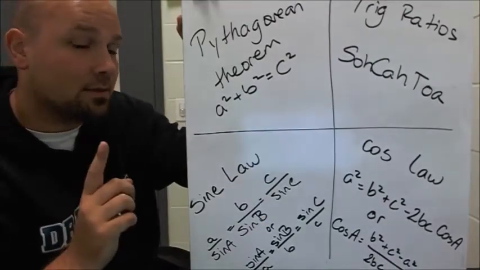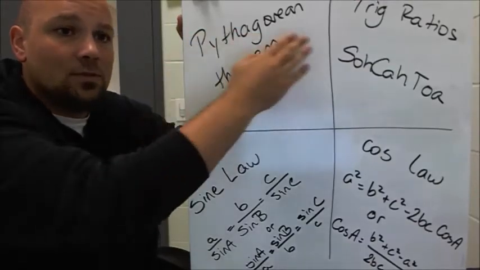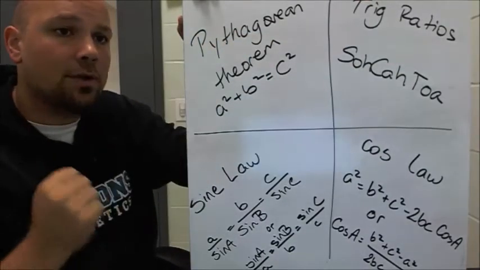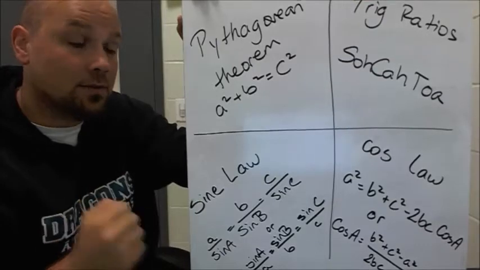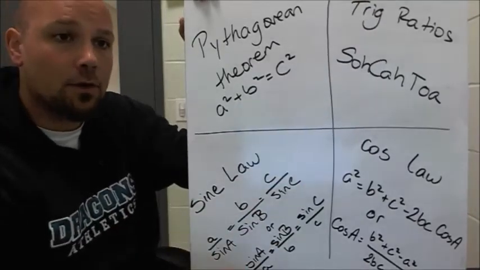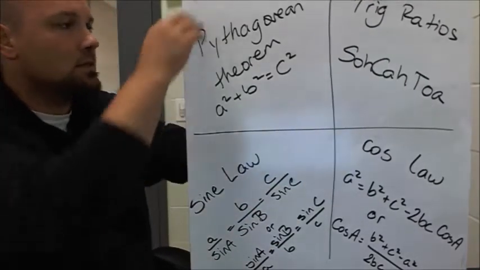One thing I want you to remember right off the bat is these two, Pythagorean Theorem and SohCahToa, are always better for right angle triangles. These two are good for non-right angle triangles. All right, so let's look at the first example.